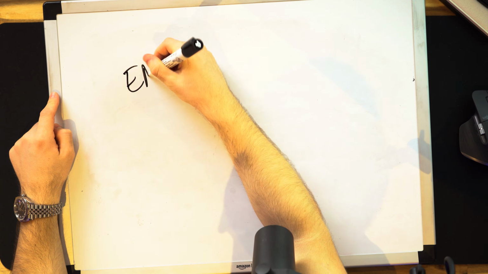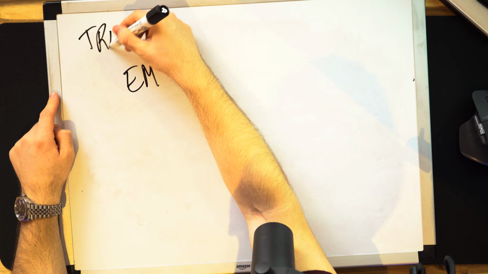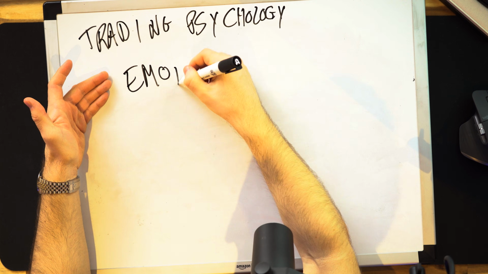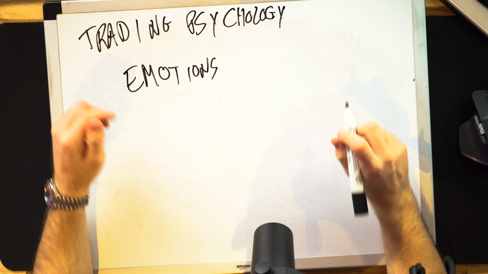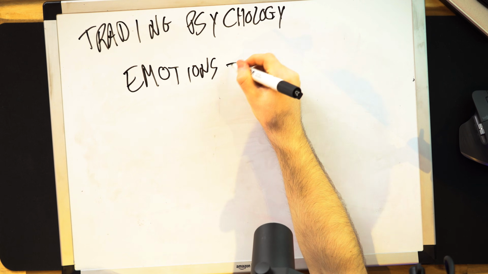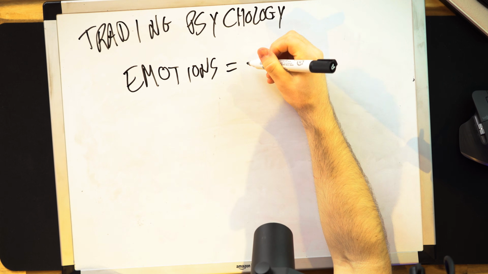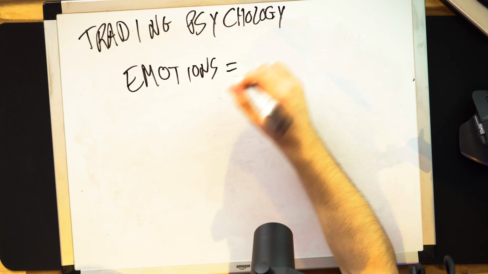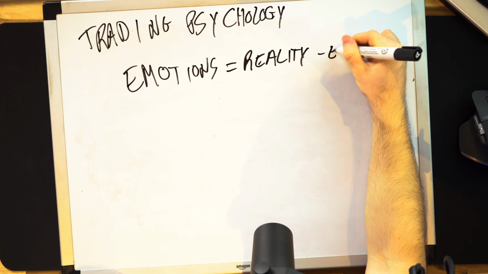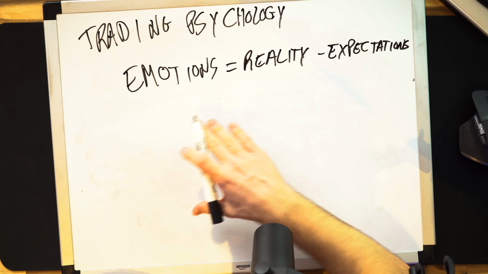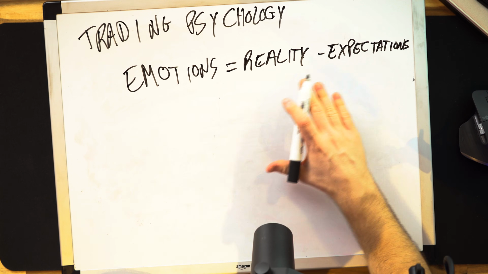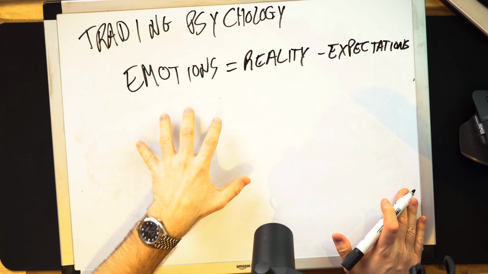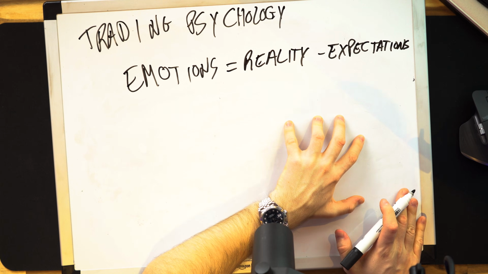So first we have to understand what emotions are, because at the end of the day, trading psychology is simply what people mean when they are talking about the emotions that they feel during trading. And emotions at their core are simply the gap between reality minus expectation. So emotions equals reality minus expectations. And before we go deeper into how we can treat this as traders, I want to prove to you that emotions equals reality minus expectations.